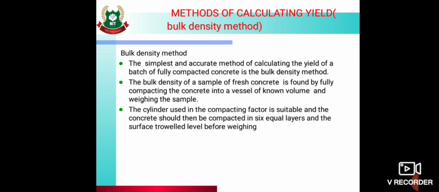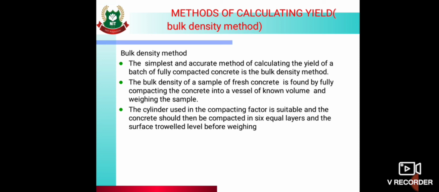The next is bulk density method. So calculating yield of concrete by using bulk density method. So it is the simplest and accurate method of calculating yield for a batch of fully compacted concrete. The bulk density of sample of fresh concrete is found by fully compacting the concrete, and the cylinder used in compaction factor is suitable, and concrete should be compacted in 6 equal layers and surface trowel level before weighing. So bulk density method can be calculated by using cylinder in compaction factor test.